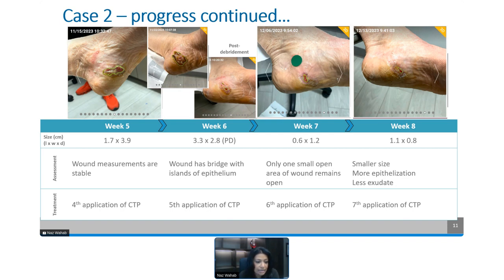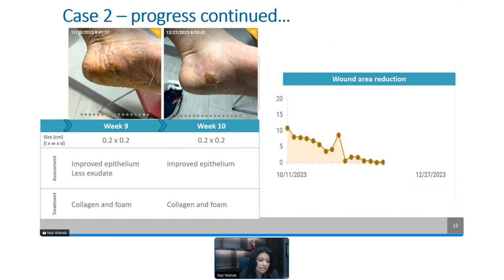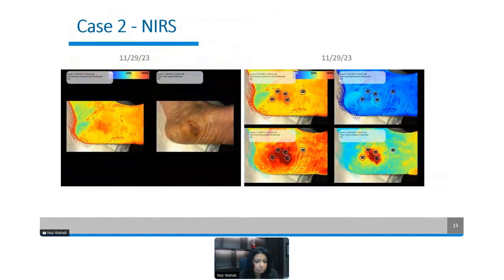But you can see again, we continued to apply the CTP throughout the weeks, and there was continued contracture of the wound. By week 8, which again, we had already been working on the wound for 12 weeks prior, and we had never made such improvement. So in 8 weeks, we really made some significant strides. And then finally at week 10, we had pretty much complete epithelialization.